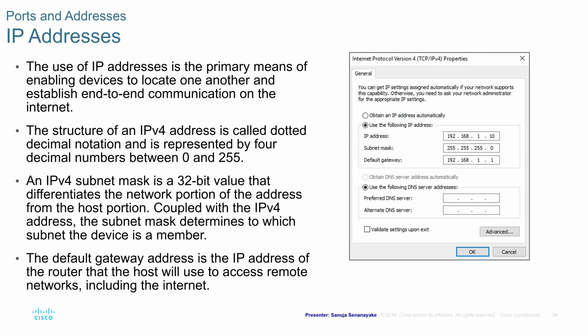An IPv4 subnet mask is a 32-bit value that differentiates the network portion of the address from the host portion. Coupled with the IPv4 address, the subnet mask determines which subnet the device is a member of. I will not go into depth about subnet masks and how subnets work and how IP addresses are created in IPv4.